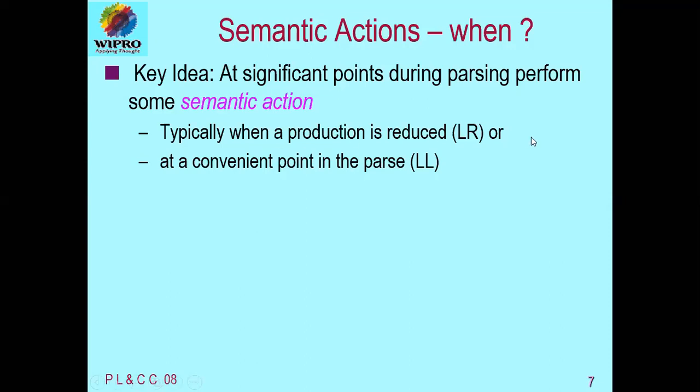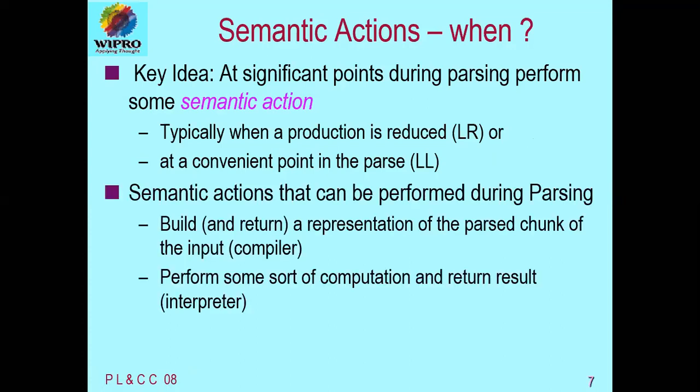Typically, when a production is reduced in a bottom-up parser, or at a convenient point in a top-down parser, because your top-down parser builds the syntax tree starting from the start state to the string, but your bottom-up parser builds your parse tree starting from the string to the start state. So that's the reason. Okay. Semantic actions that can be performed during parsing are also not much important, right?